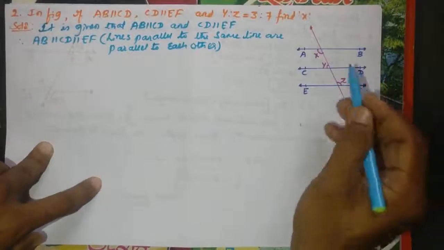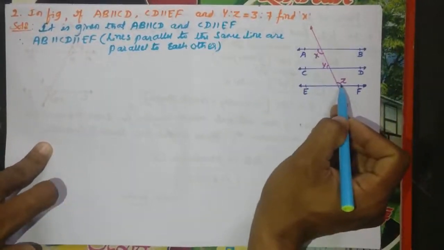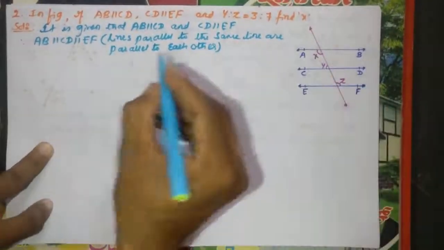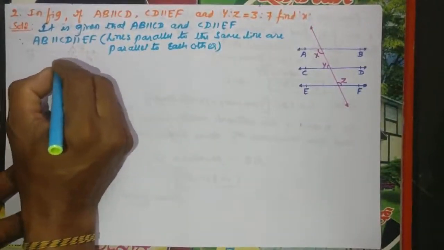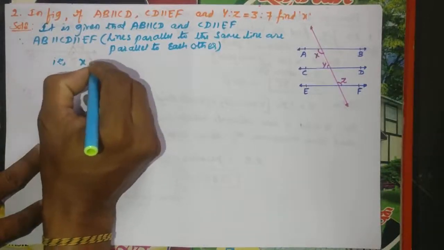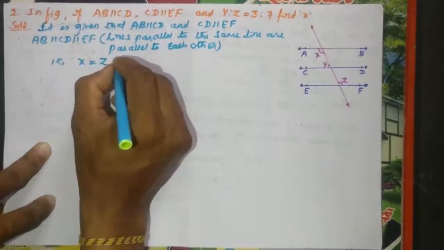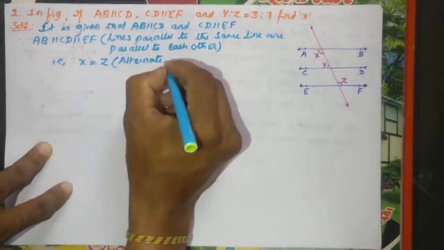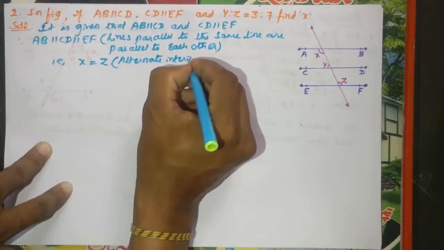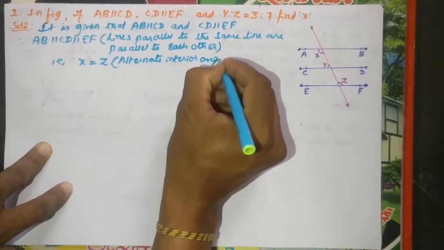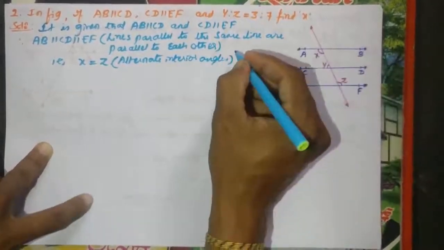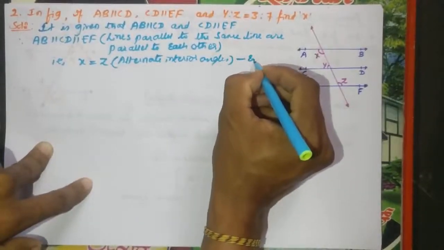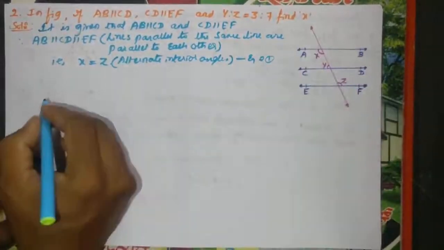Parallel to each other, that is, angle x is equal to angle z because of alternate interior angles. In bracket I will write alternate interior angles. Take it as equation 1.